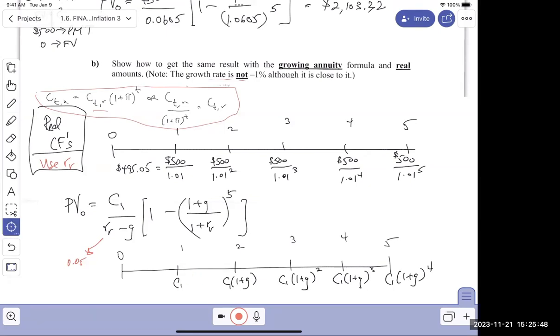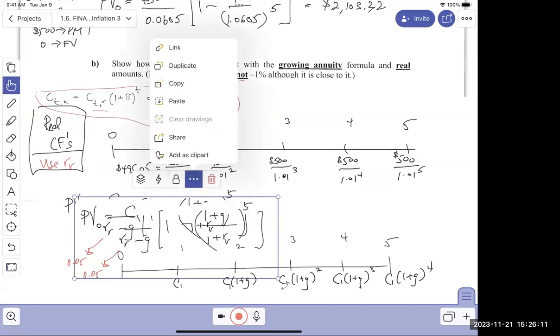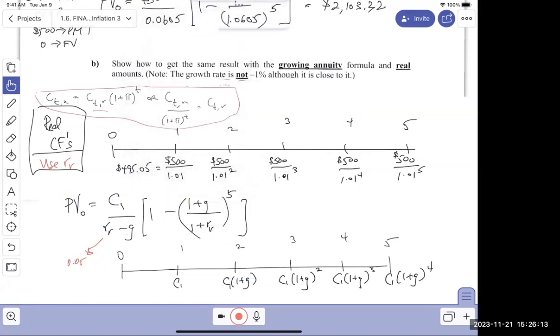So C1 is this one. We agree that's C1. The second cash flow should be C1 times (1 plus g). How do I see where the g is in here? So let me see. I'm going to move the formula. I think it's 1 divided by 1.01. Yes. Let me move all these things. I'm going to put it here.